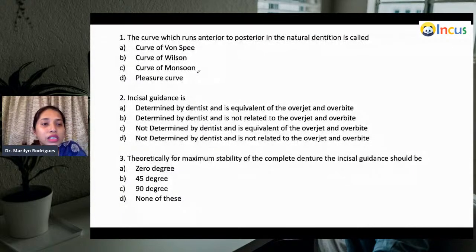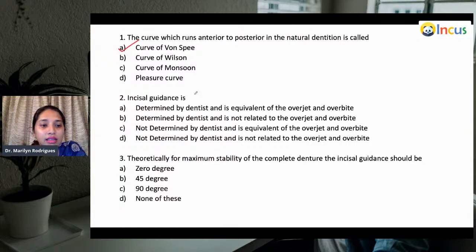So the first MCQ is: the curve which runs anterior to posterior in the natural dentition is called, we just covered this, the anterior posterior curve. Let's go to the options. Option A, curve of Spee. Option B, curve of Wilson. Option C, curve of Monson. And the last option is pleasure curve. So the answer to this is, anterior posterior curve is curve of Spee. So the answer is A, that is curve of Spee. 1A, the answer for one is A.